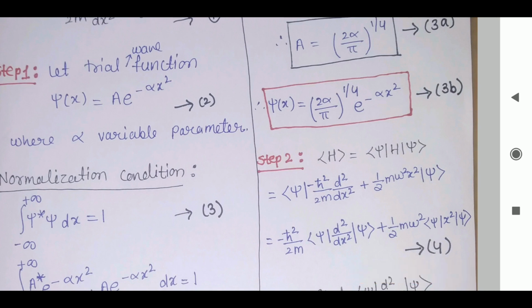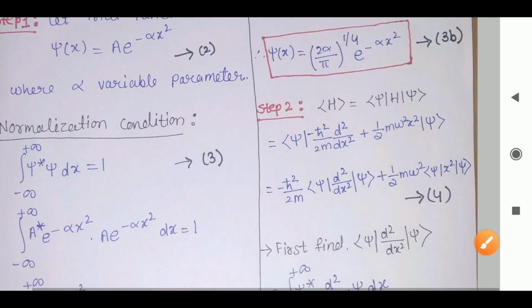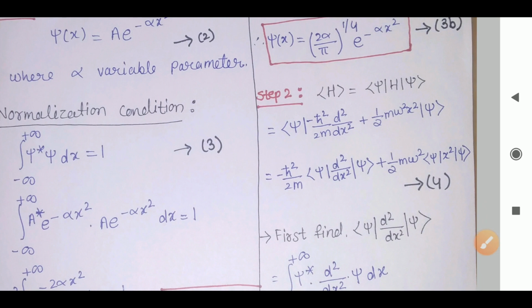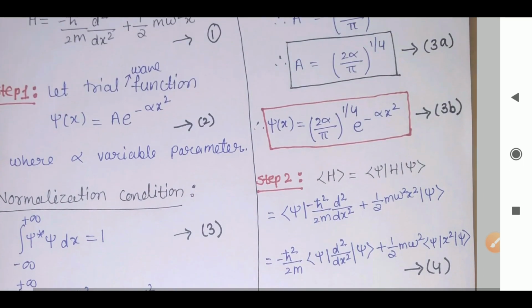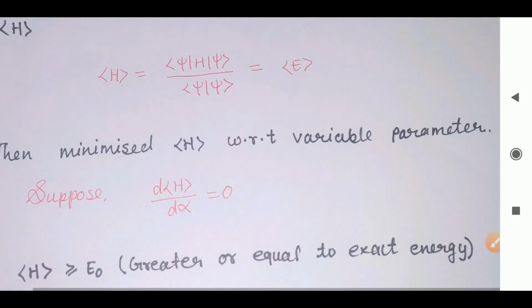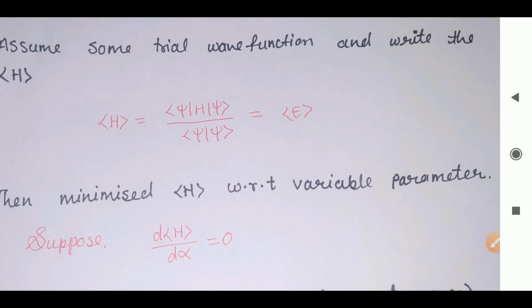Okay, now what the next step is? We have used the trial wave function. Next is to find the value of Hamiltonian. So Hamiltonian equation was this. Okay, so these steps we have done. Normalization condition we have done, so we have to use these steps.